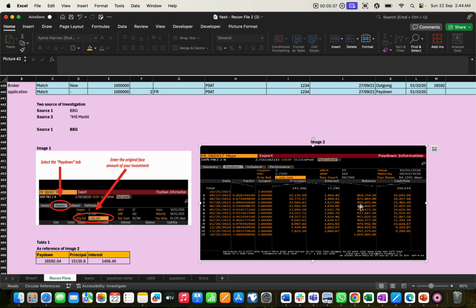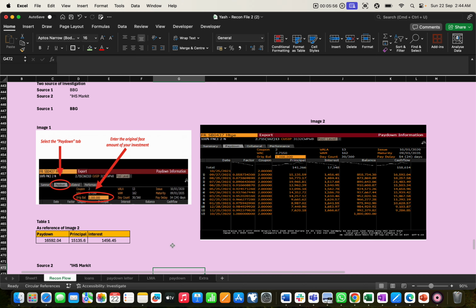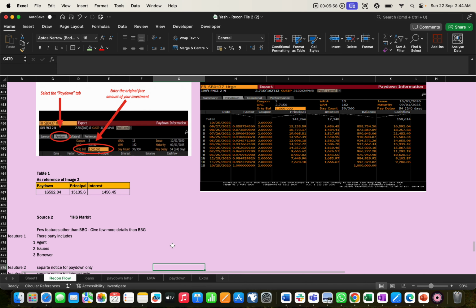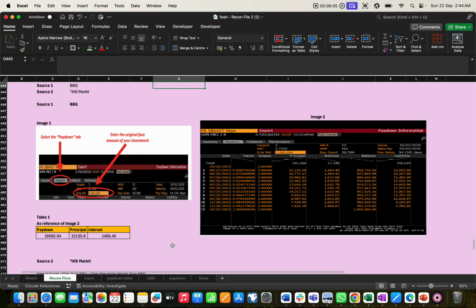So the date is important, the issue date is important, the coupon rate is important, and what is the interest and all the amount. There is a particular formula to calculate this interest, pay down, and all the things. In a coming video we will explain this scenario and relate this part. For now, we will just get to know the source of investigation of this pay down break.